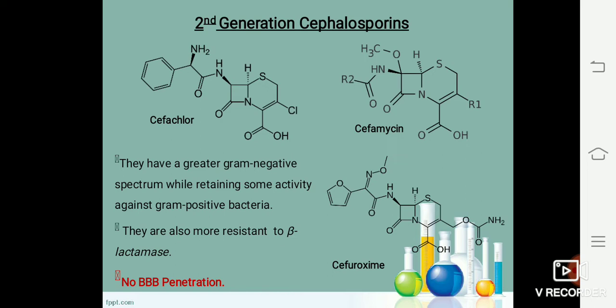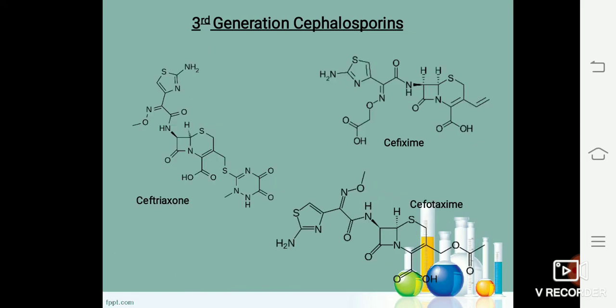Examples of the second generation cephalosporin: cefaclor, cefamycin, and cefuroxime. These are the structures of the second generation cephalosporin. They have a greater gram-negative spectrum while retaining some activity against gram-positive bacteria. They are also more resistant to beta lactamase. No blood-brain barrier penetration. These are the examples of the third generation cephalosporins. The structures are shown in these pictures.